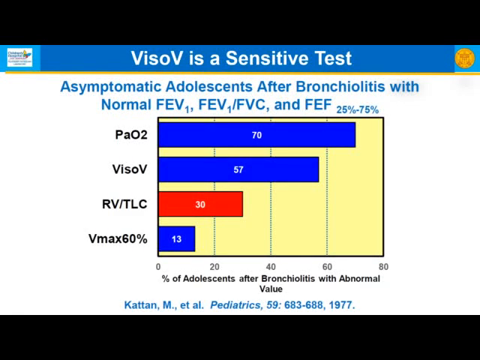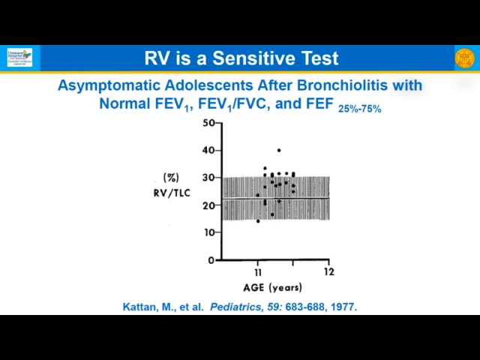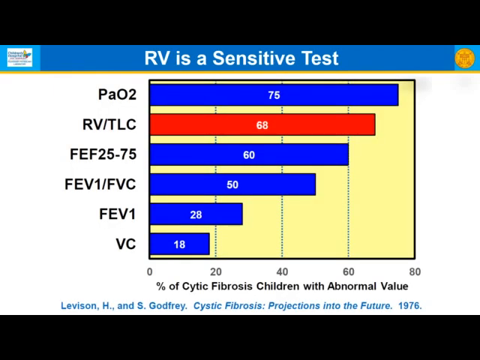This was a study by Meyer Catan, and he looked at asymptomatic adolescents who had had bronchiolitis during infancy. And these all had normal FEV1, FEV1 over FVC, and normal FEF25-75. But you can see that 70% still had hypoxia, 57% had an abnormal volume of isoflow, which we will discuss down the road, 30% had hyperinflation. And again, flow is corrected for lung volume here. This is the same test here, and you can see that these individuals were above the normal range for RV over TLC. So RV is a sensitive test.